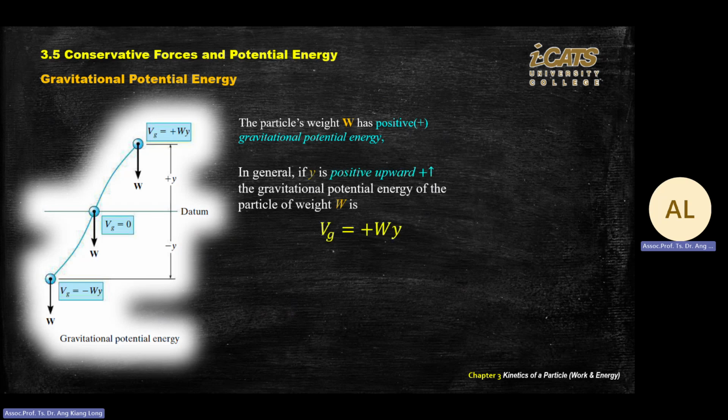Okay, the rest I will just go very fast. First is about potential energy linked to the position of the datum, linked to weight. You need to see if it's above the datum, you get positive potential energy. If it's below the datum, then you get negative potential energy.